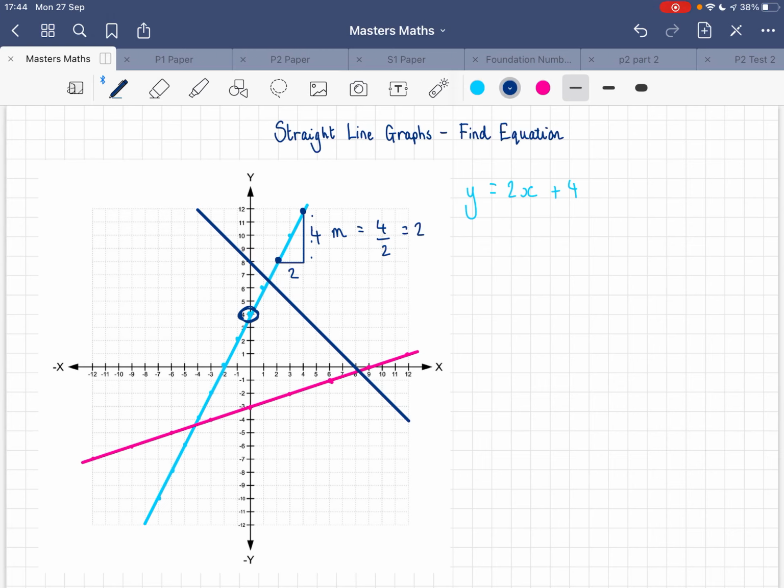For the next line, for the pink one, again, I'm going to find the gradient first. I'm going to pick 2 points to make finding the gradient easier. So I'm going to pick this one and I'm going to pick this one all the way over here. I'm going to draw the triangle in. I didn't say this before, but I should have. It doesn't matter how big or small your triangle is. You could draw a triangle of a different size, but as long as you divide it properly, you're still going to get the same answer that I get with my triangle for the gradient.